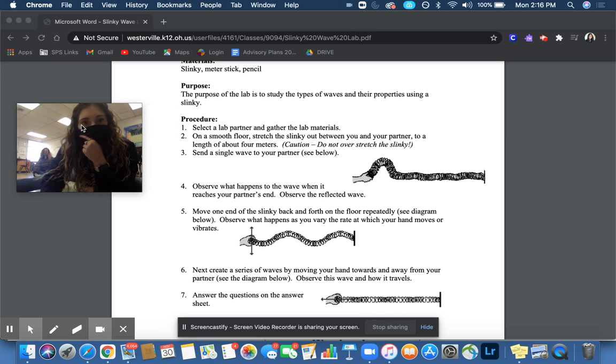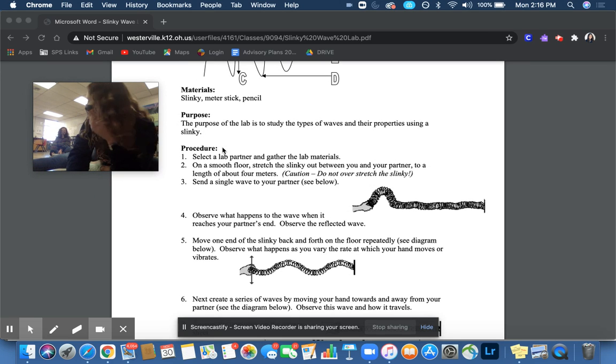Hello. So we are going to demo your Slinky Lab since you are no longer in class with us this week. So the materials you need are a Slinky, a meter stick, and a pencil, but you're going to use your computer instead. The purpose of this lab is to study the types of waves and their properties using a Slinky.